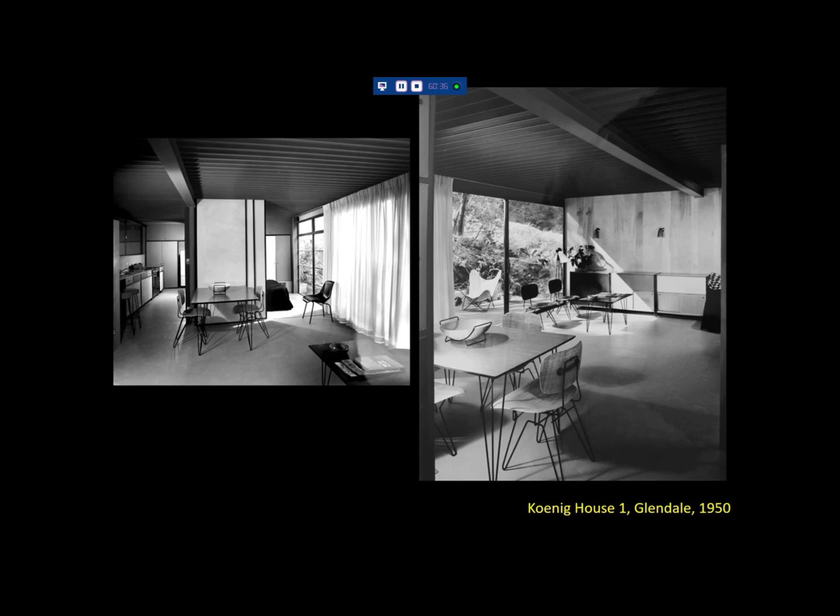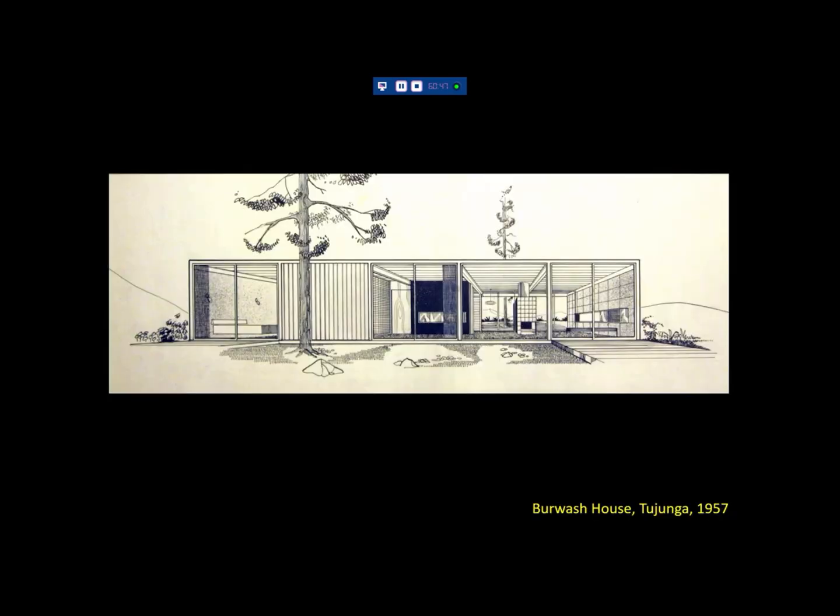The Burbosch House, Tahunga, 1957. He graduated in 52? I can't remember now. This is, again, a familiar looking object. We've seen this stuff before. So why do I say production house? Because when it was published in Arts and Architecture magazine in February 57, I think it was February, it was published as a low-cost production house.